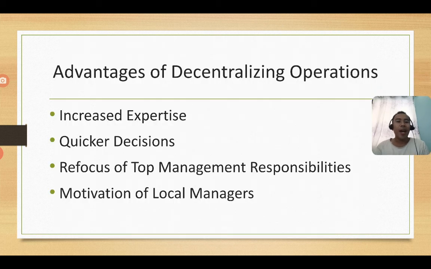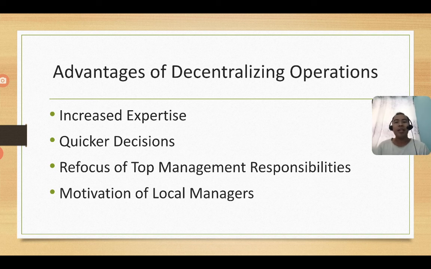But before that, I will first discuss the advantages of decentralizing operations. So the first one is increased expertise. So rather than having one manager or a group of managers trying to make decisions for a wide range of products, decentralized organizations delegate decision-making authority to local managers who have expertise in specific products. So there's an increased expertise because the top management would put a specific local manager who is very expert in a specific division.